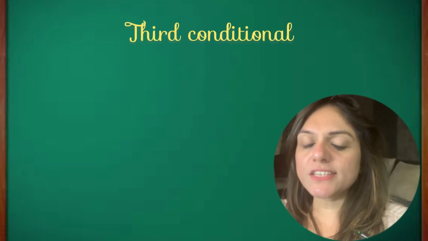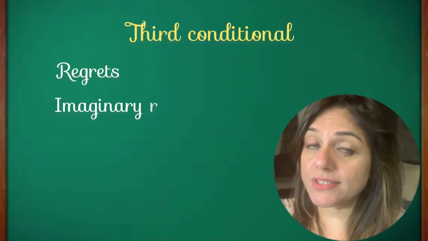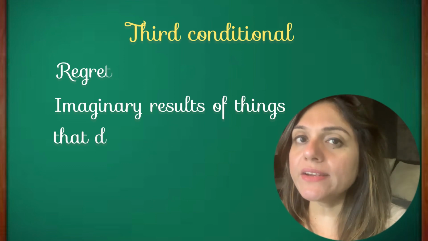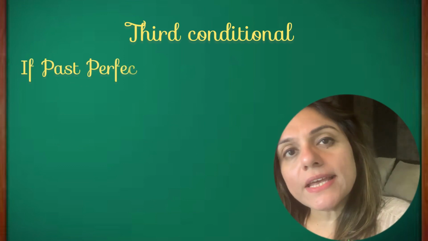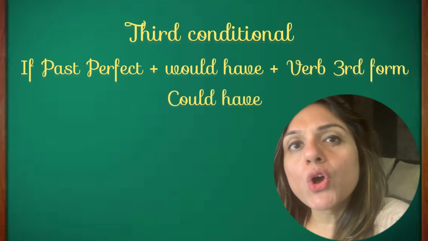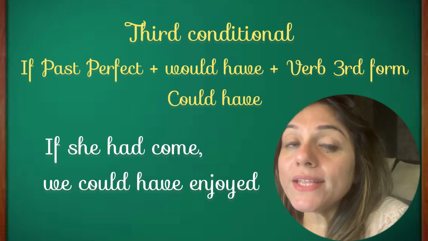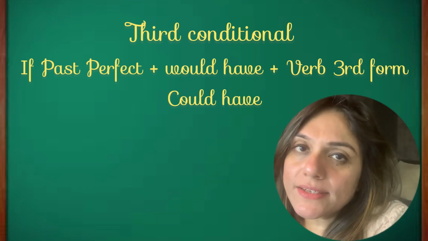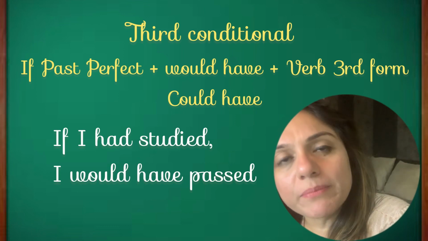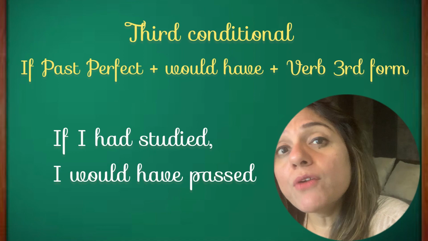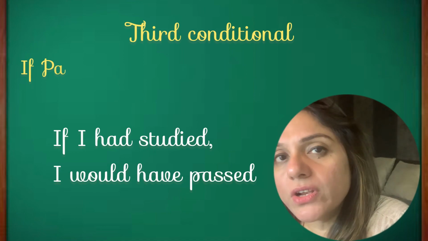Now the last is the third condition where we talk about the regrets. Things that did not happen. So what we do is we sit and regret. If clause is written in past perfect tense, main clause would have, could have plus V3, third form of verb. If I had studied, I would have got better marks. If I had listened to my parents, I would have been more successful.